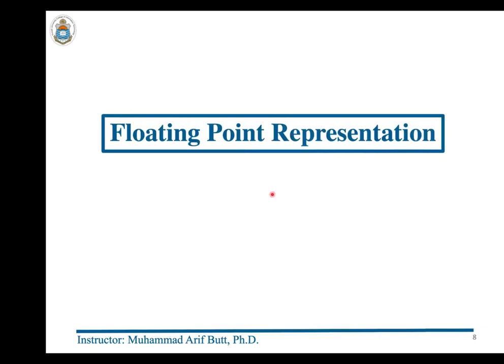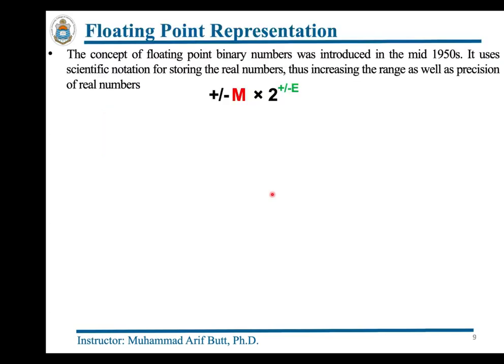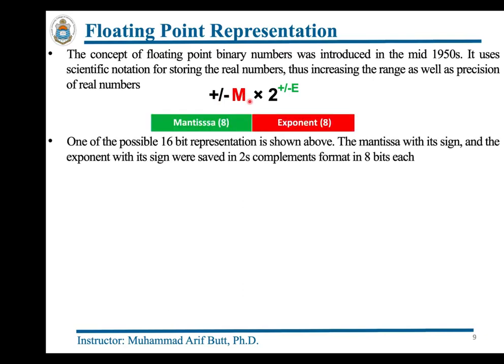So with these limitations in mind, let us move on to a floating point representation of real numbers. Dear students, the concept of floating point binary numbers was introduced in the mid-50s. It uses a scientific notation for storing the real numbers, thus increasing the range as well as the precision. One of the possible 16-bit representations is shown over here. The mantissa with its sign and the exponent with its sign were saved in 2's complement format in 8 bits each.